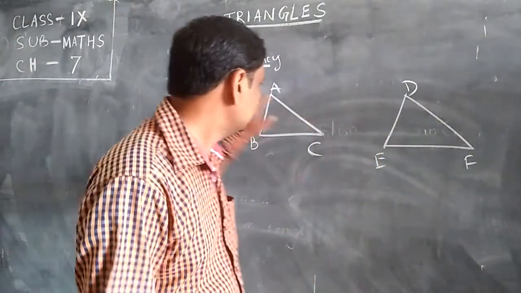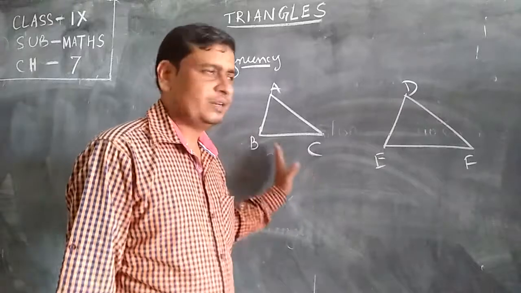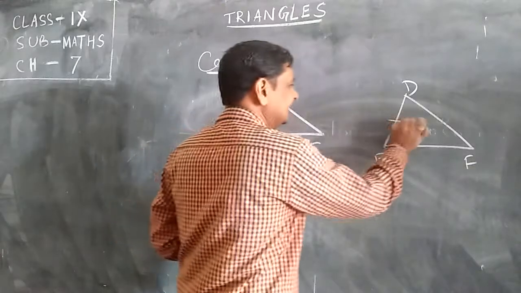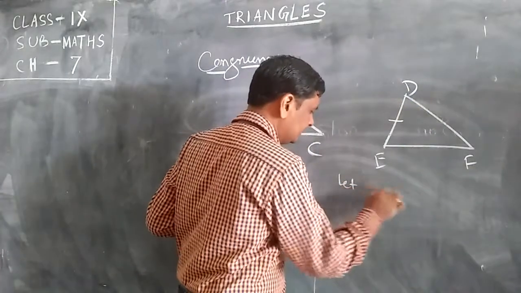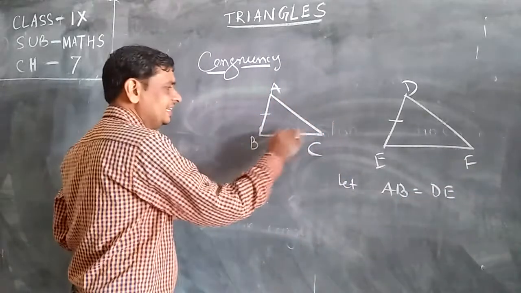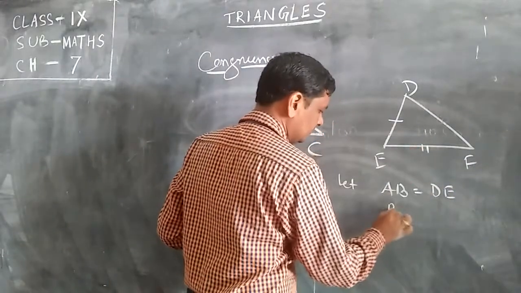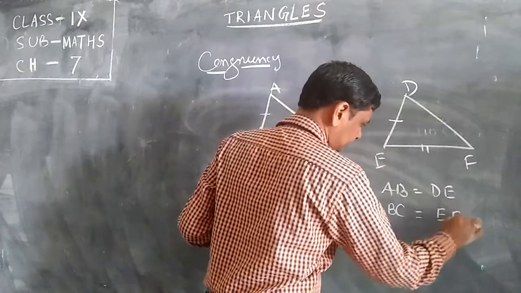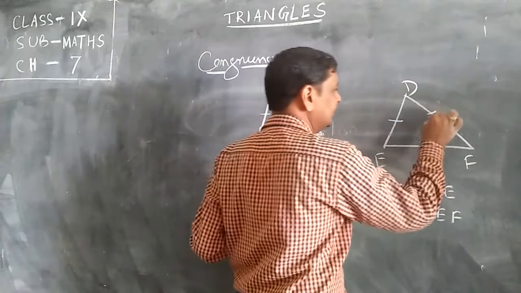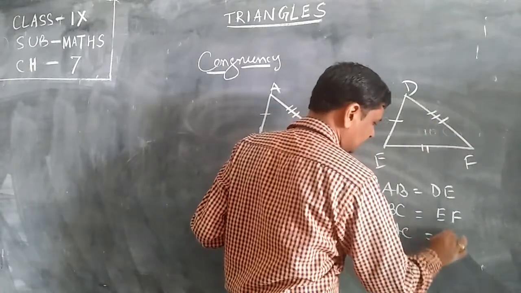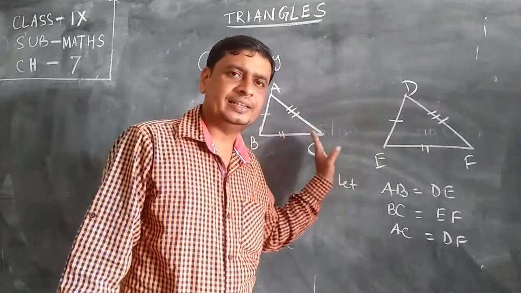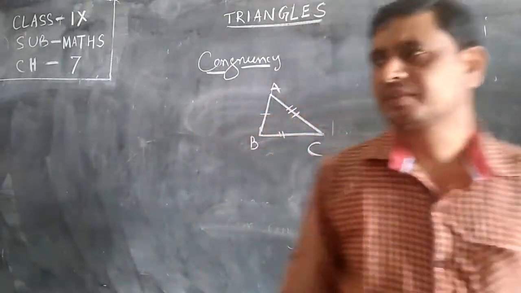Corresponding sides: the side AB will be equal with any of these three sides. Let AB equal DE. BC equal with EF. And AC equal with DF. Here the corresponding sides of both the triangles are equal.